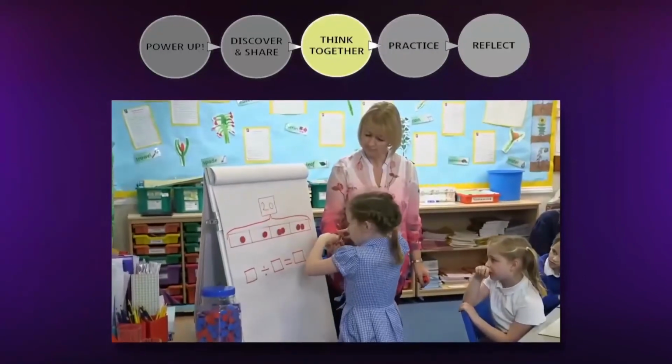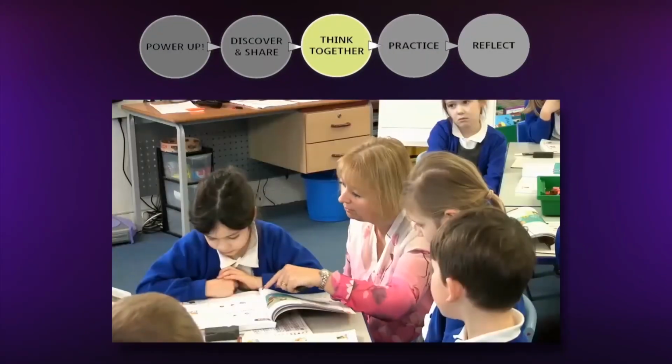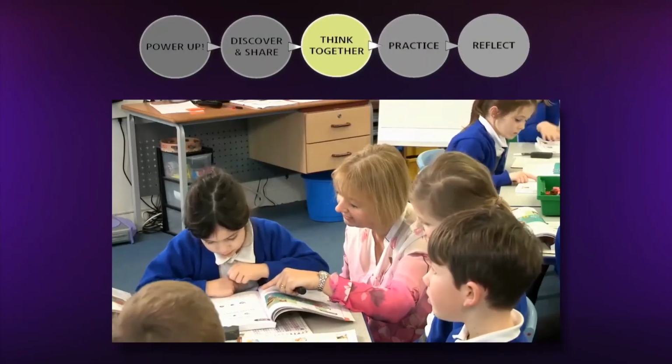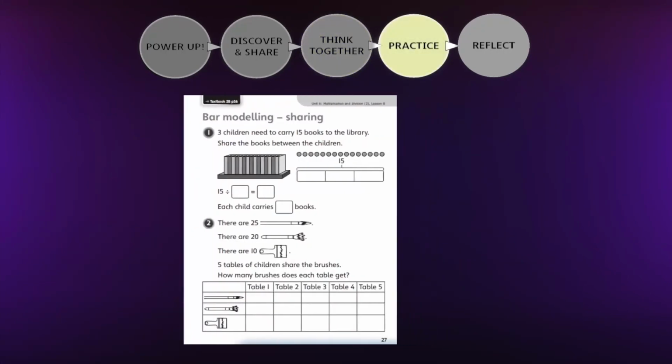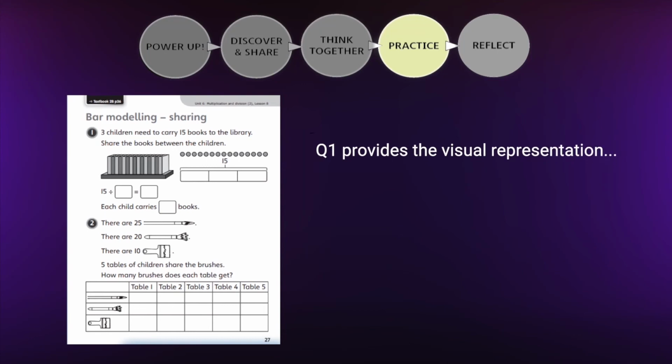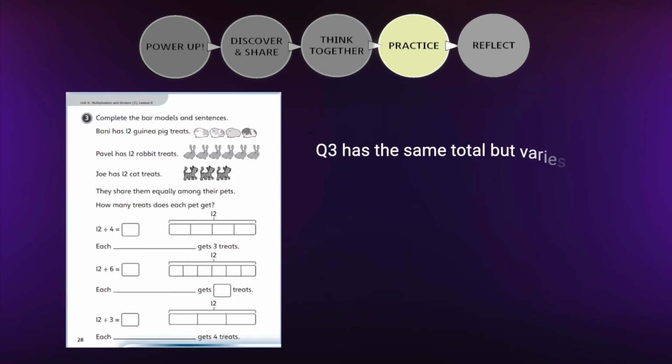Throughout Share and Think Together, the teacher can identify key misconceptions before children embark on more independent work. The practice book pages provide intelligent practice that draws children's attention to underlying mathematical structures to develop their conceptual understanding. The questions draw on the principles of procedural variation to develop fluency.